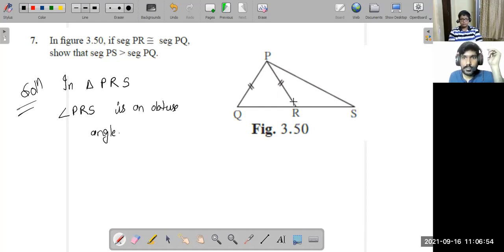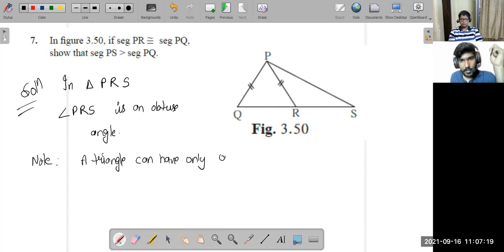Okay. And one thing you know is that a triangle can have only one obtuse angle. Note, I'll write here, note: a triangle can have only one obtuse angle.